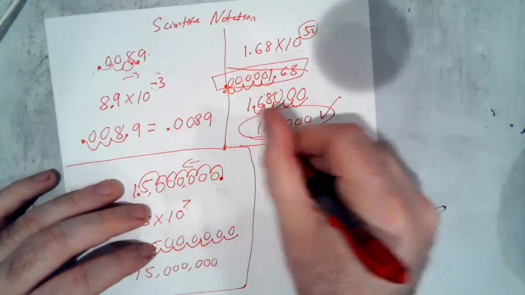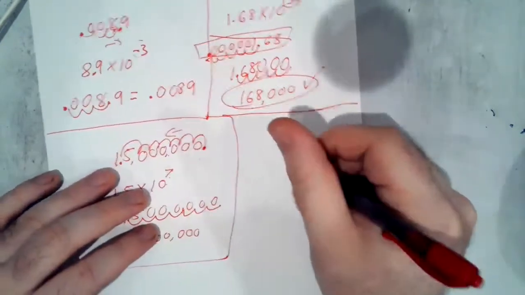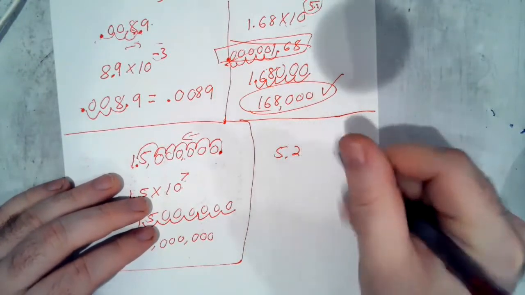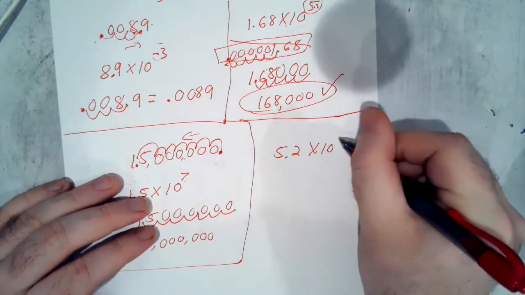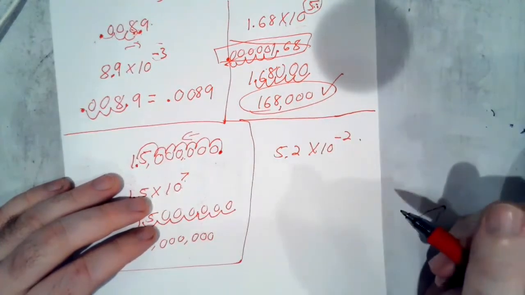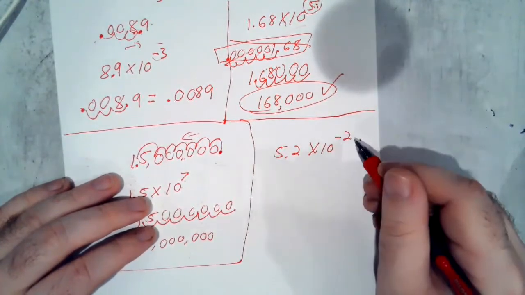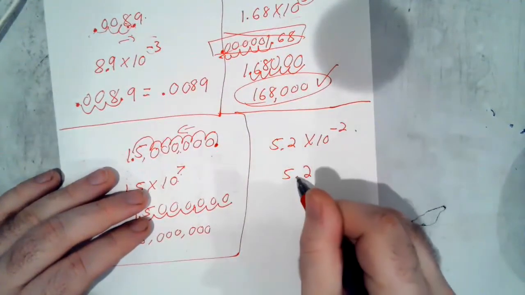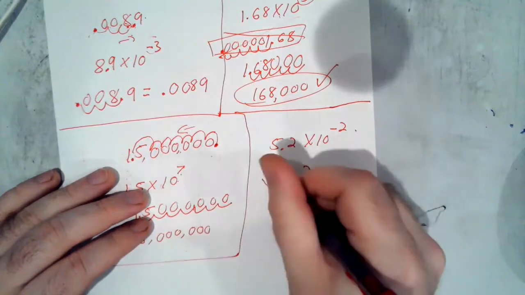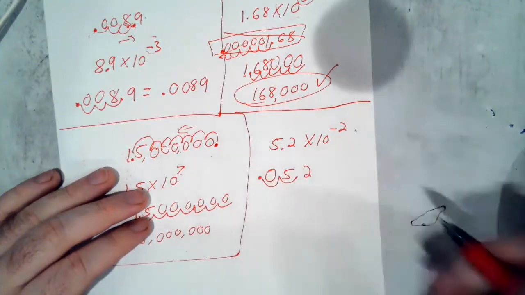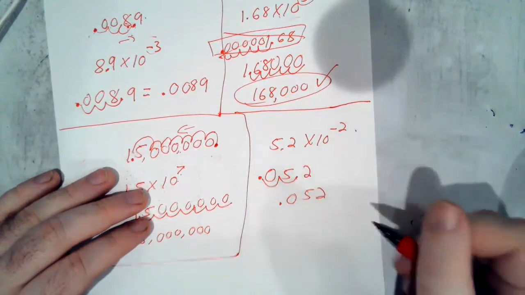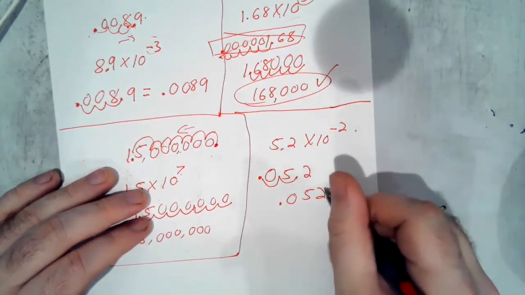Let's do another one of those. So in this scenario, I'm going to have 5.2 times 10 to the negative 2 power. So we know it's negative, so it's small. So I'm going to do this. 5.2, we're going to go 1, 2 to the left. Fill that in with a 0, and then we get 0.052. And that is the correct answer.